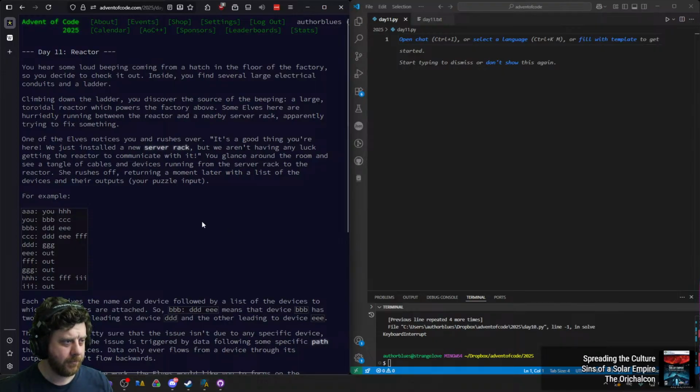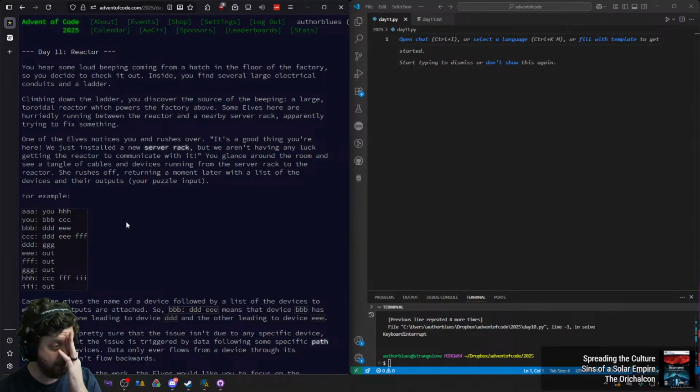Alright. Day 11, Reactor. You hear some loud beeping coming from a hatch on the floor of the factory. You decide to check it out. Inside you find several large electrical conduits and a ladder. Climbing down the ladder, you discover the source of the beeping: a large toroidal reactor which powers the factory above. Some elves here are hurriedly running between the reactor and a nearby server rack, apparently trying to fix something. One of the elves notices you and rushes over. "It's a good thing you're here. We just installed a new server rack, but we aren't having any luck getting the reactor to communicate with it." You glance around the room and see a tangle of cables and devices running from the server rack to the reactor. She rushes off, returning a moment later with a list of the devices and their outputs.